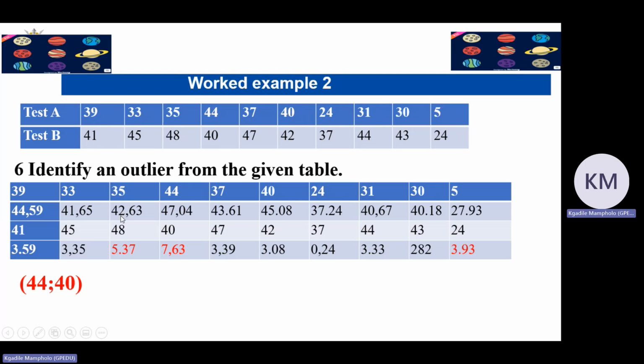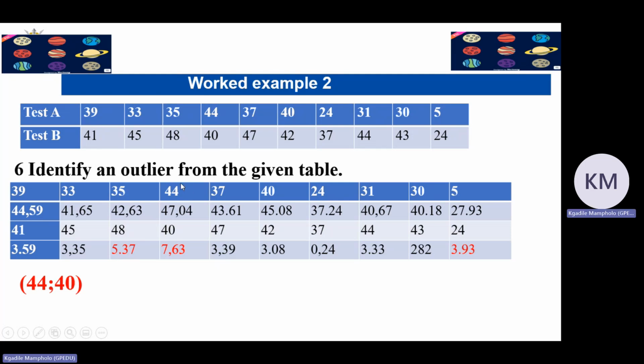The estimated mark will be 42,63 when you substitute X in the equation of the least squares regression line. Then it means this will be the estimated mark of test B. This is the actual mark of test B. Now look at the difference, 48 minus 42, the difference is 5,37. We go to this one.